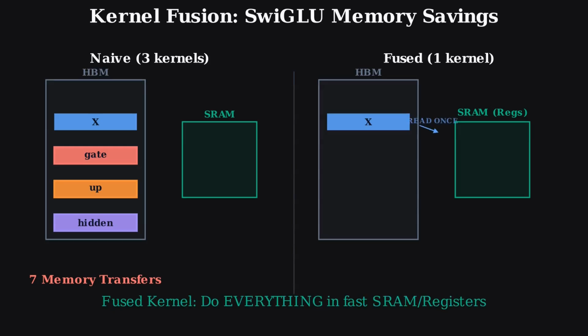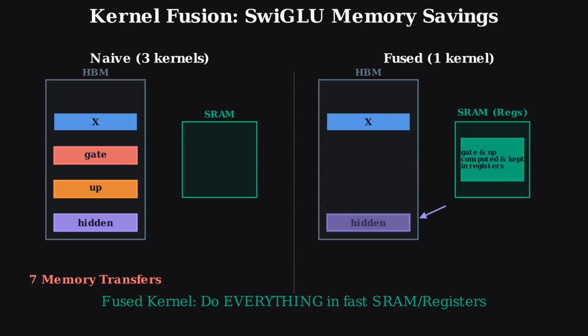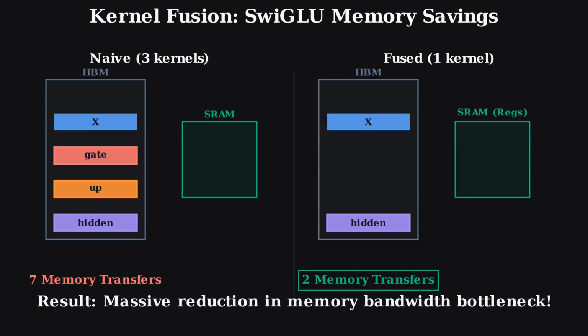The fused approach: one kernel reads x once from HBM, computes both projections, applies SwiGLU in registers, and writes the final result. 2 memory transfers. Read x, write the output. Everything in between stays in fast on-chip memory. This is the key insight. The SwiGLU math itself is cheap. The bottleneck is memory bandwidth, not arithmetic. Removing those intermediate HBM round trips is where the speedup comes from.